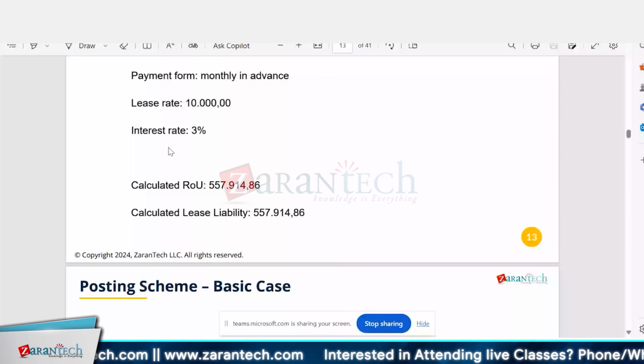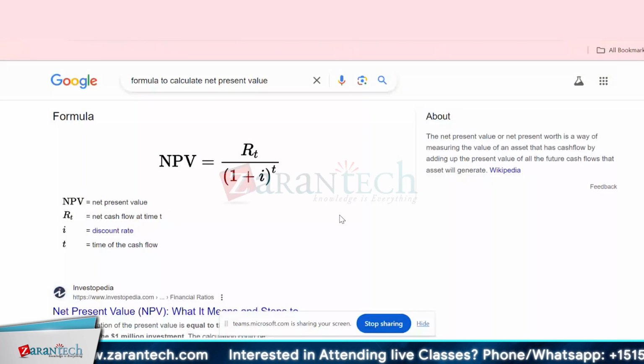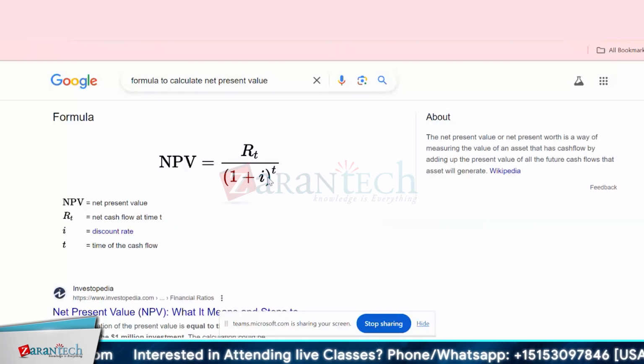So again, I'll show the formula. NPV equals Rt upon (1 plus i) to the power t. So what is Rt? Net cash flow at the time t. i is your discount rate. t is the time of the cash flow. Based on this, your net present value will be calculated.